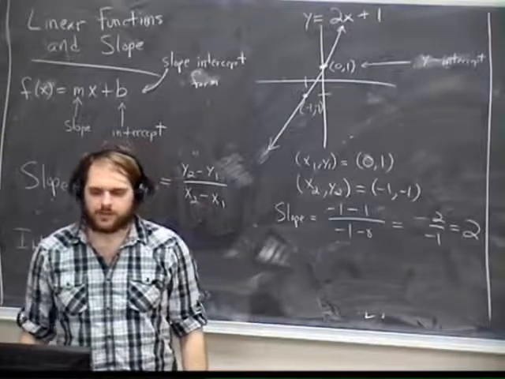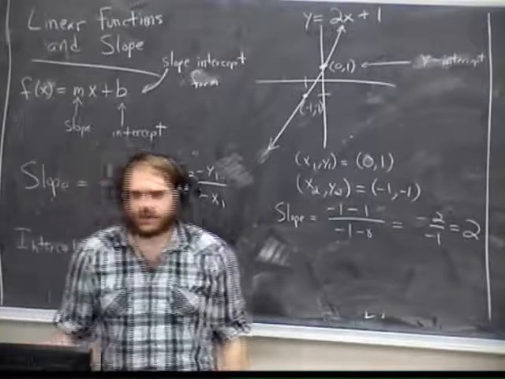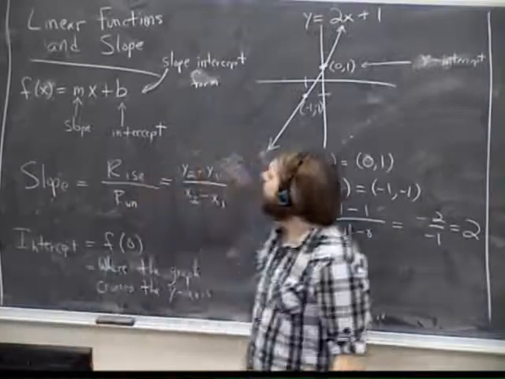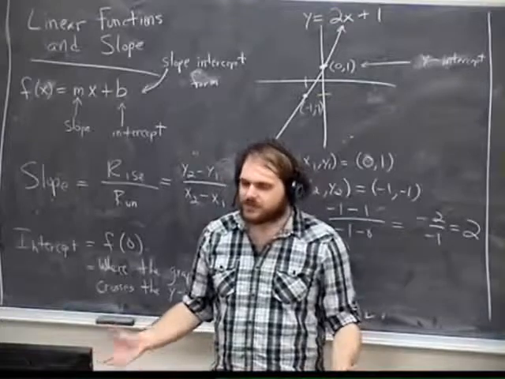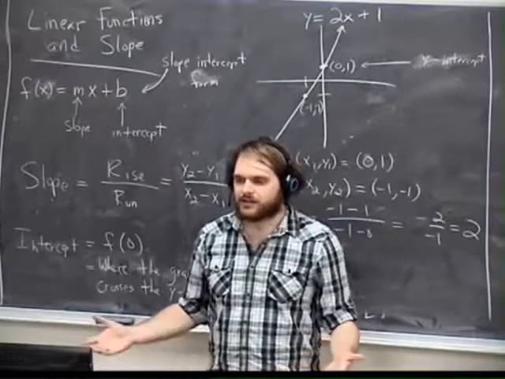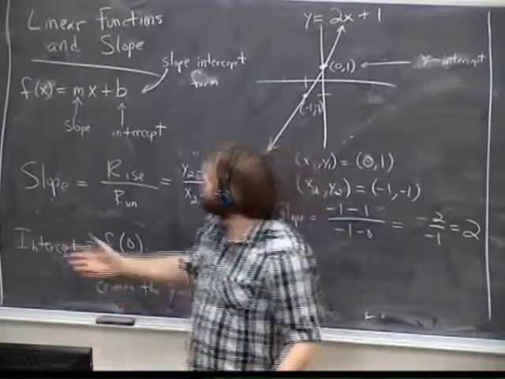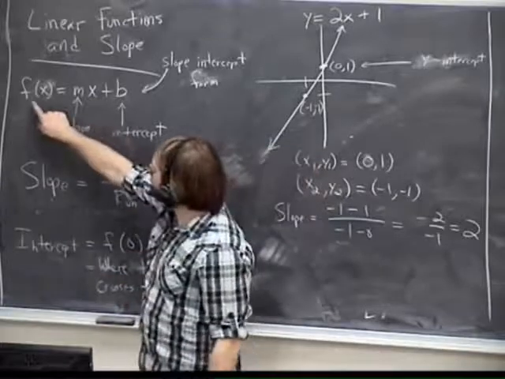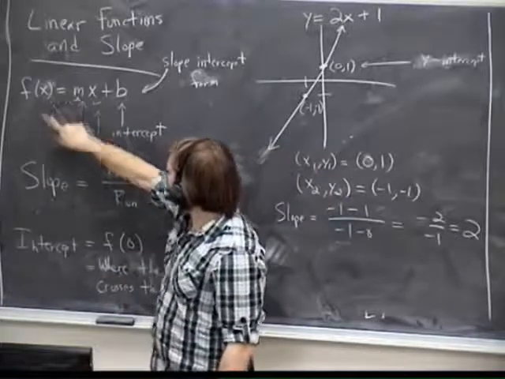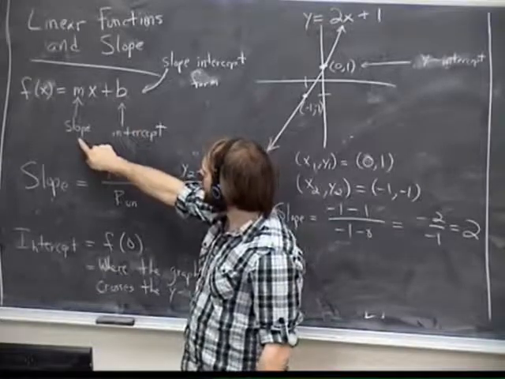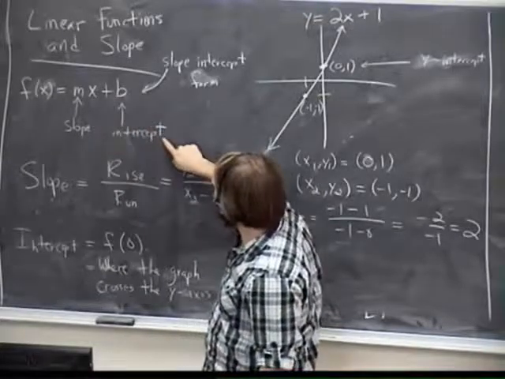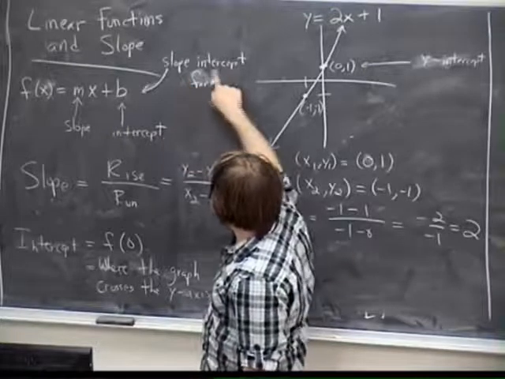Okay, today we're going to talk about linear functions and the concept of slope. So a linear function is what you expect it is. When you graph it, it'll look like a line. But algebraically, it's an equation that looks like this: f of x equals mx plus b, where m is the slope and b is the intercept. And that's why we call this slope-intercept form.